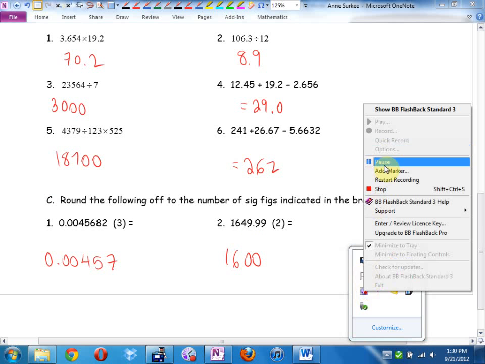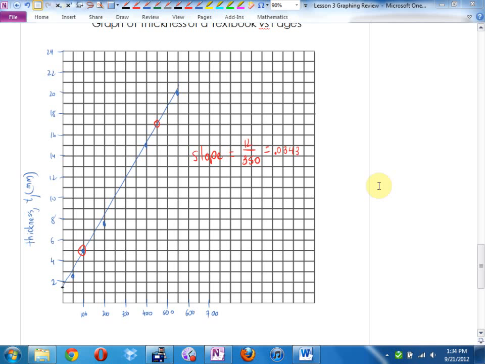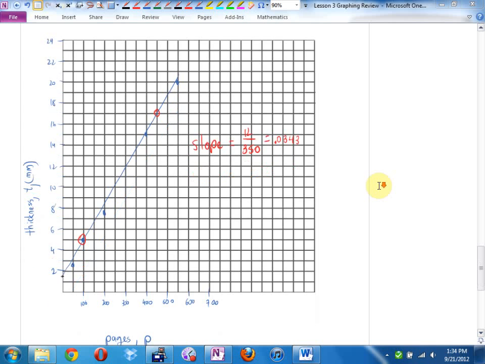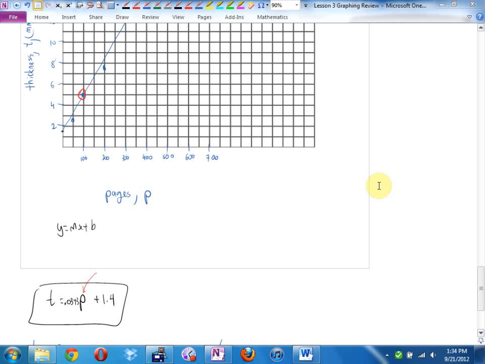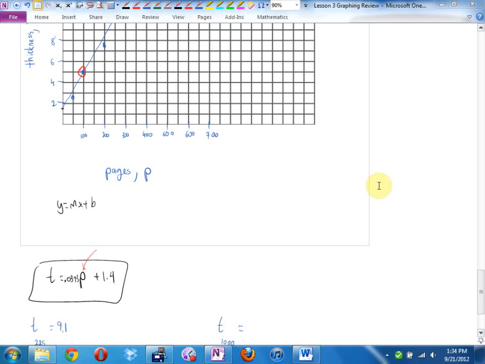Can you make sure your name is on it? So we're looking at the graphing of the thickness of a textbook versus pages. I got a slope of about 0.3043-ish, give or take, and my y-intercept was 1.4. Your equation might be different.